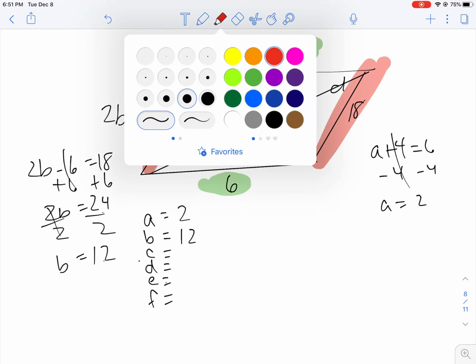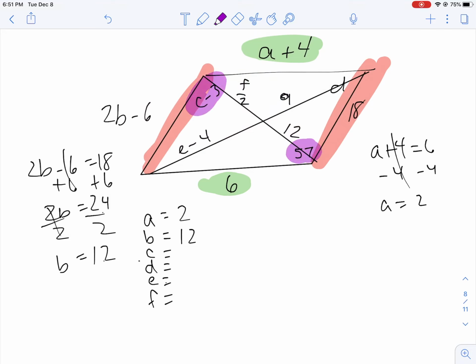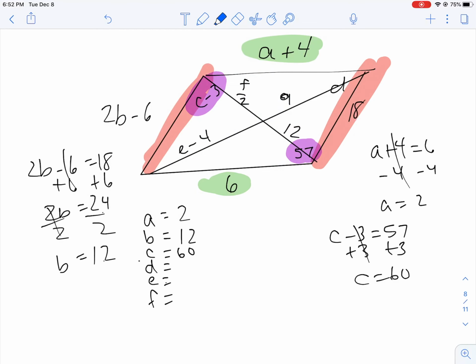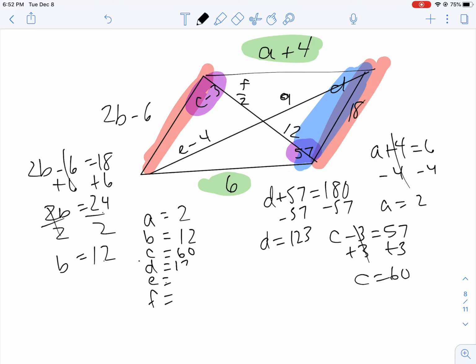Keep going. C. Well, these are opposite angles, so they're also equal. So we get C minus 3 equals 57. So we add 3, C is 60. Keep working your way around. Well, I know that this is 57, and D is on the same side, so these two angles, D and 57, have to add to equal 180. So D is 123.